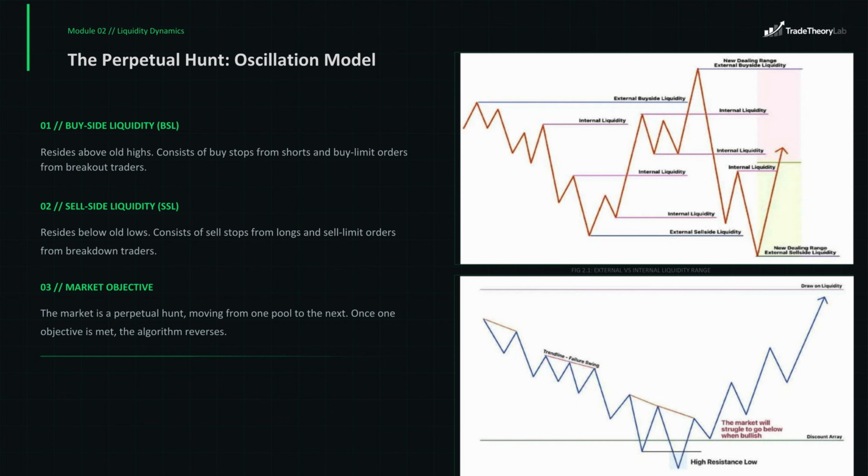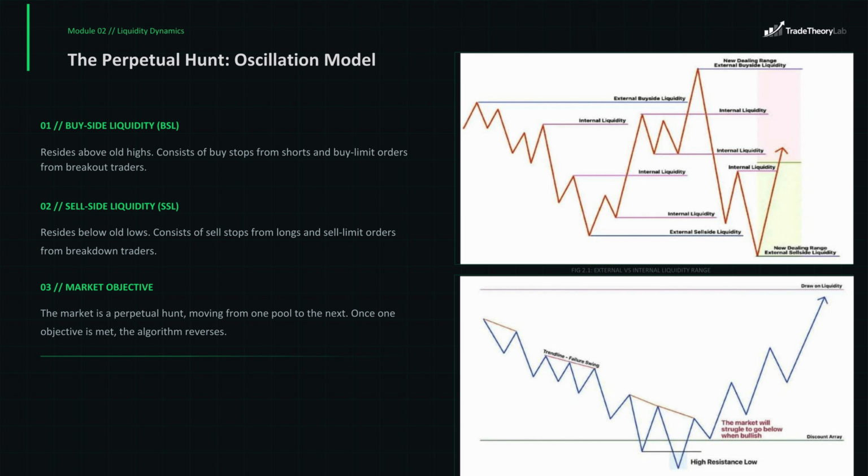This brings us to the distinction between buy-side liquidity and sell-side liquidity. Buy-side liquidity resides above old highs. It consists of the buy stops of traders who are short and the buy limit orders of those looking to buy a breakout. Sell-side liquidity resides below old lows. It consists of the sell stops of traders who are long and the sell limit orders of those looking to sell a breakdown.